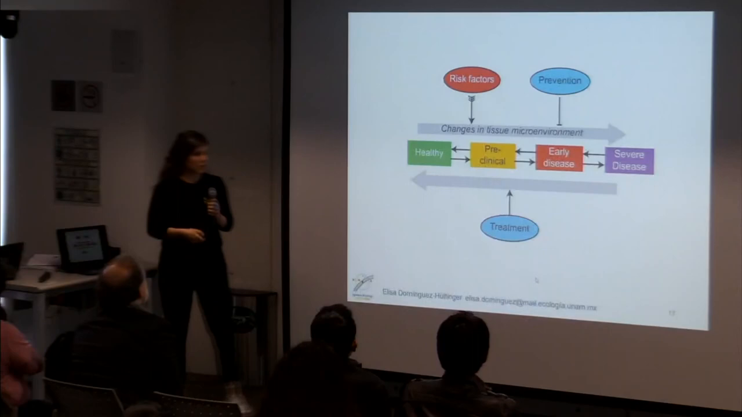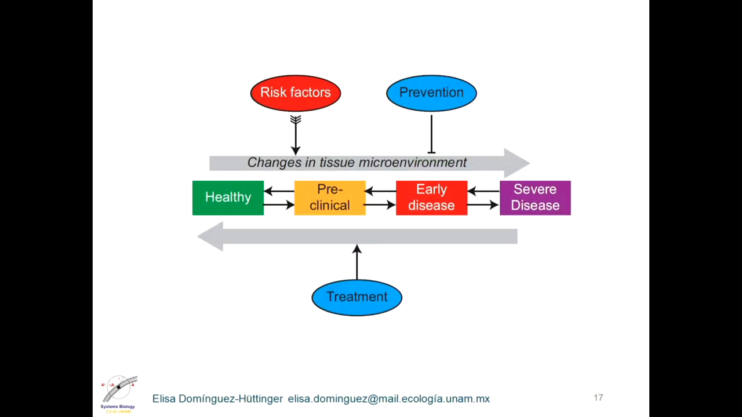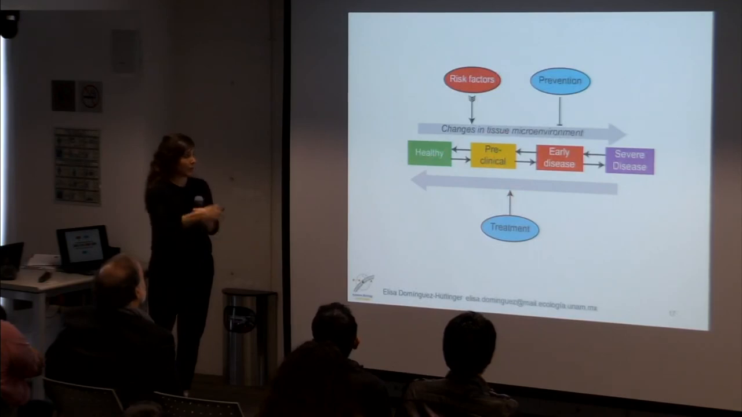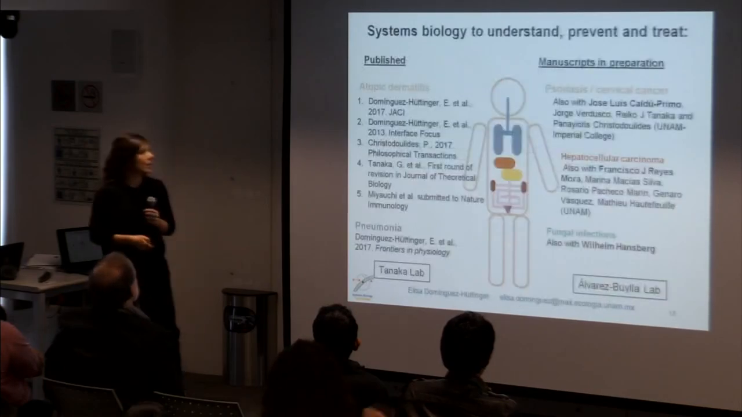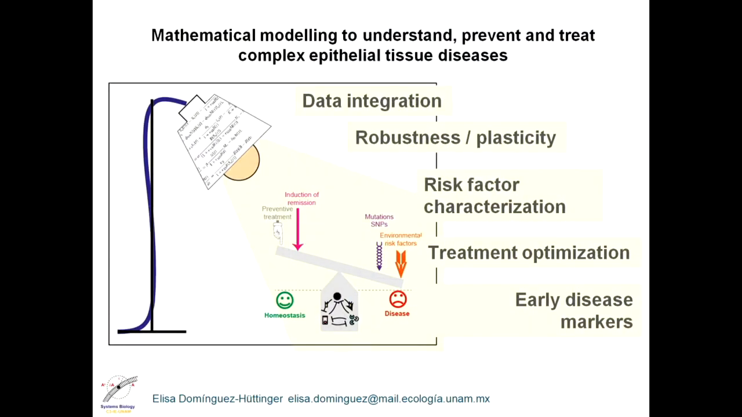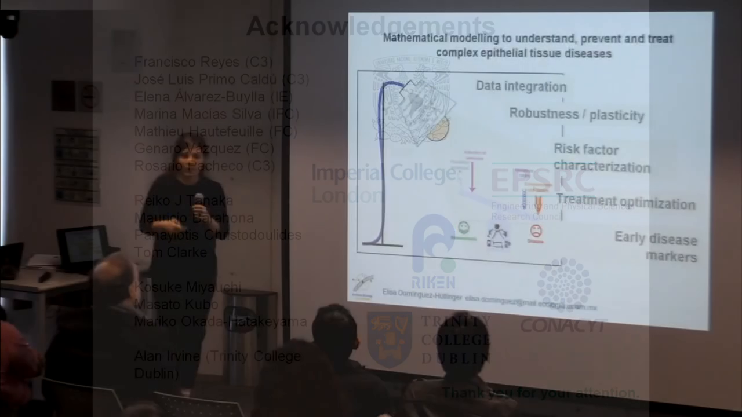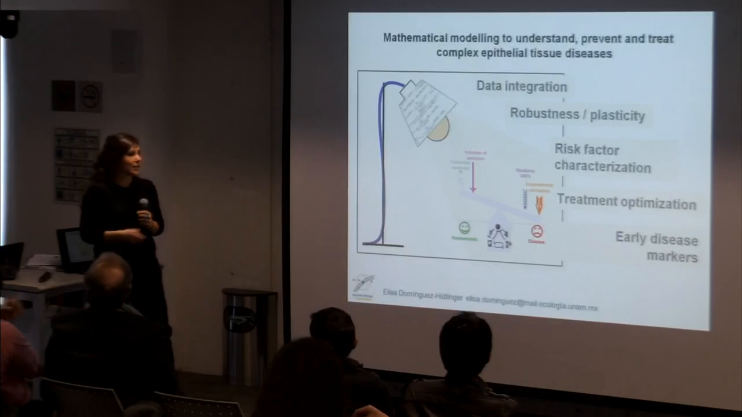So in conclusion, we look at diseases from a dynamical systems perspective, looking at disease trajectory as a trajectory that can be modulated both by risk factors and by prevention and treatment strategies. I've talked to you about this project today, which can be used for data integration, robustness analysis, risk factor characterization, treatment optimization, and early disease markers.